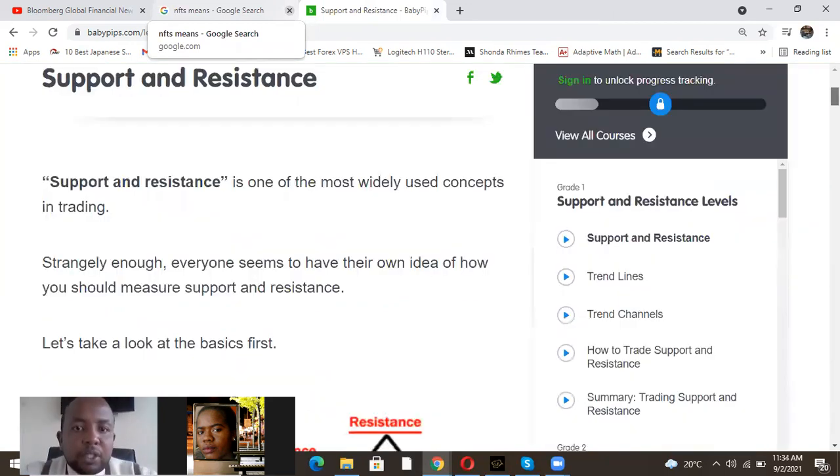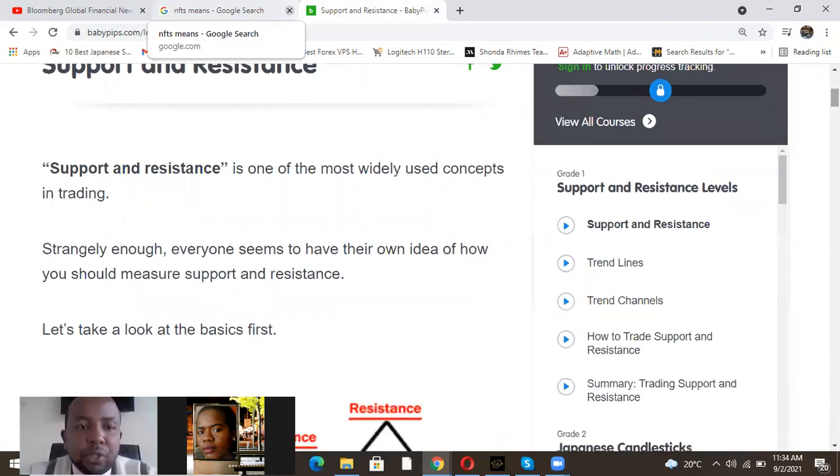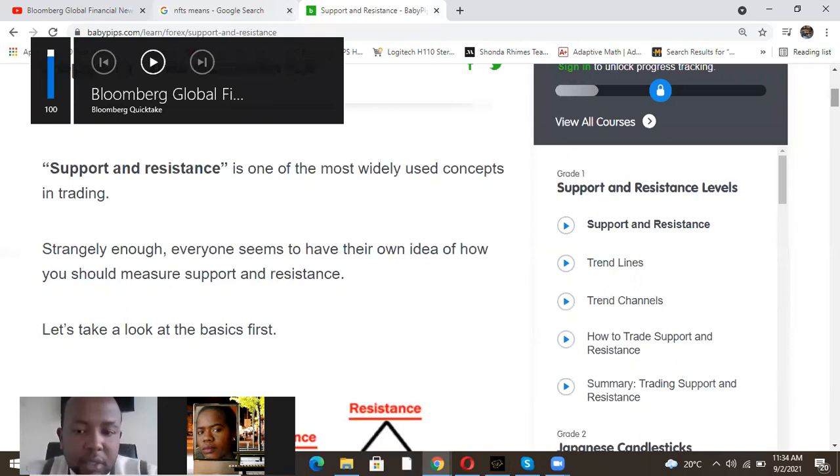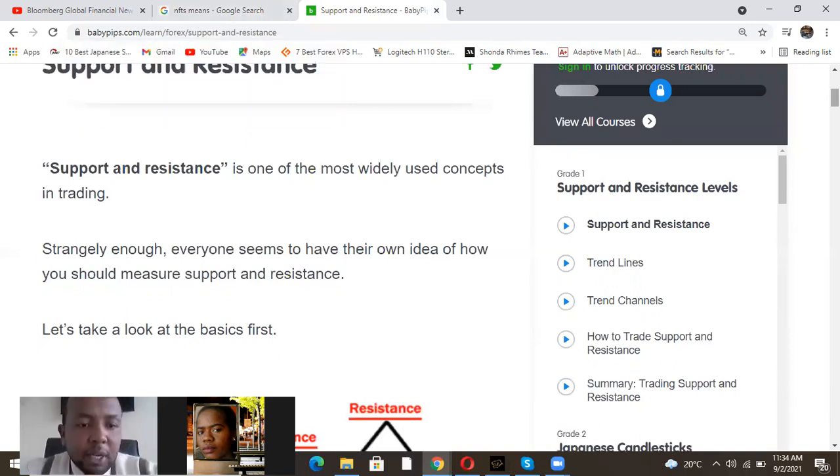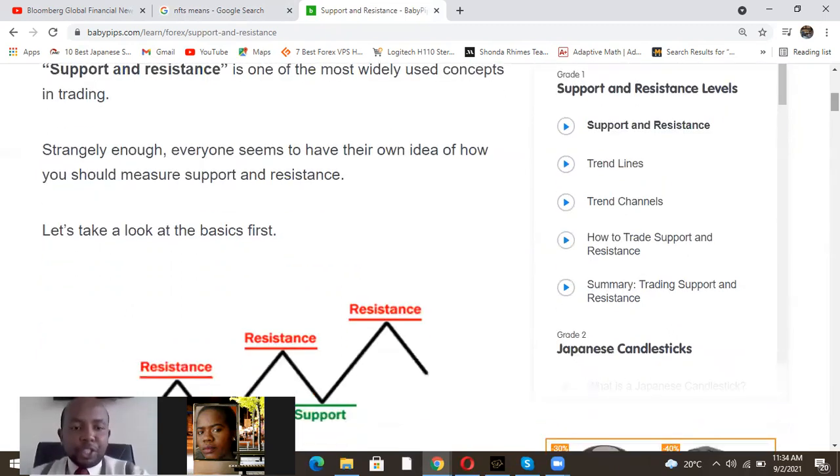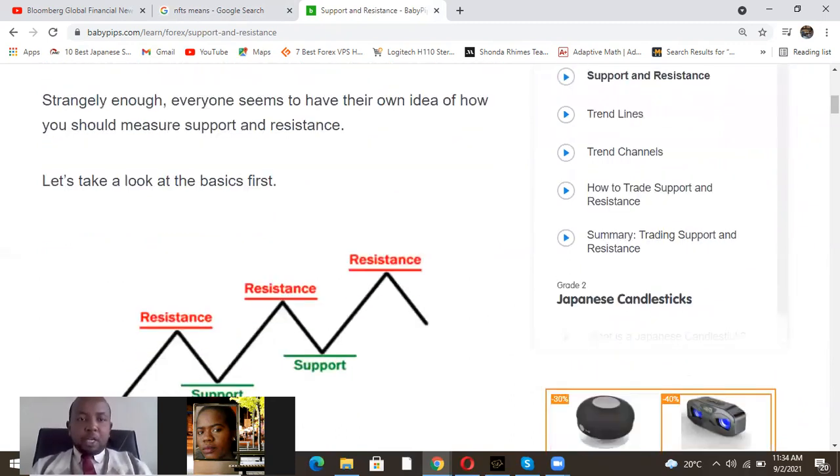So what it is, it's one of the most widely used concepts in trading. It's very important because for you to learn to trade, you really need to understand how support and resistance works. If you understand how support and resistance works, then you'll be very profitable in this business. Strangely enough, everyone seems to have their own idea of how you should measure support and resistance.